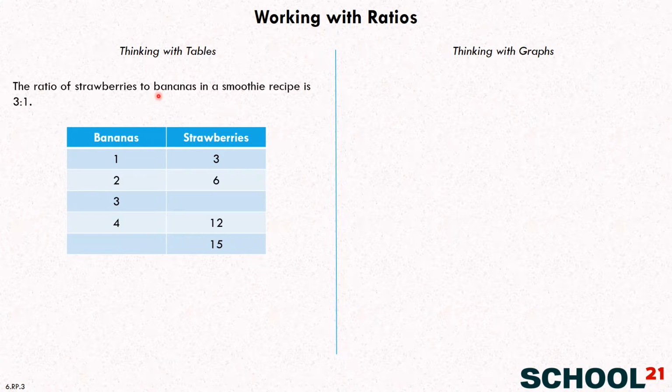We're back to this idea of smoothies. So in a smoothie, the ratio of strawberries to bananas in a particular smoothie recipe is 3-to-1. And what I've done here is I've made a table of bananas and strawberries, and I've put in some of the values here. Like if there's one batch of this smoothie, there would be 3 strawberries and 1 banana, because the ratio of strawberries to bananas is 3-to-1. Does that make sense to you?